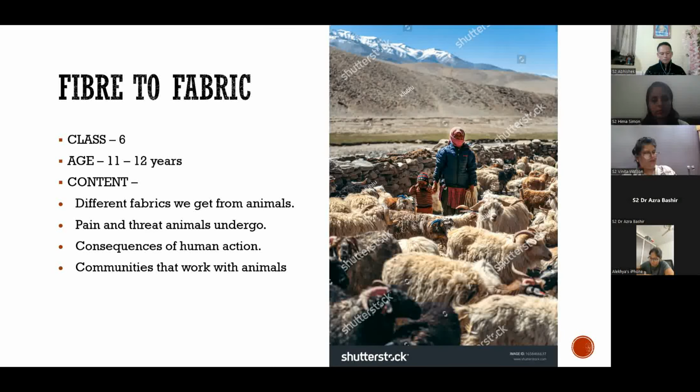Fiber to fabric is a topic dealt with in class 7, even class 6. The learning outcomes here are: we want the children to learn about different fabrics we get from animals and plants, and also to sensitize them to the pain and the threat the animals undergo, and correlate human action as a consequence. So we could begin with, you see, fiber is obtained from both plants and animals.